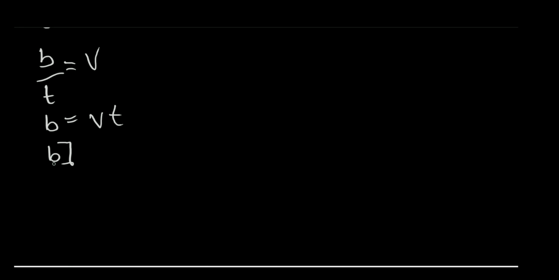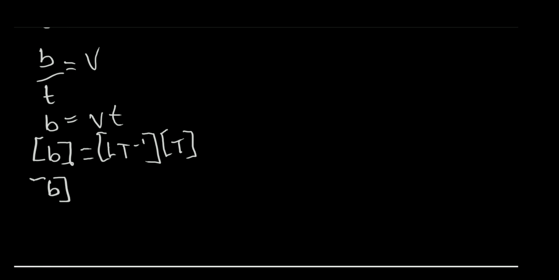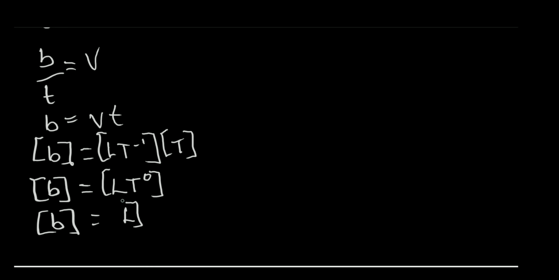Now let's do the mathematics. Dimensionally, b will be equal to v, which is L t to the power negative 1, times t. So this is equal to L t. Now negative 1 and 1 for t add, they give us a 0. And this therefore means that our b is nothing but L, and this is length.